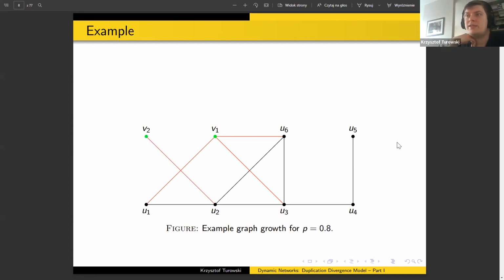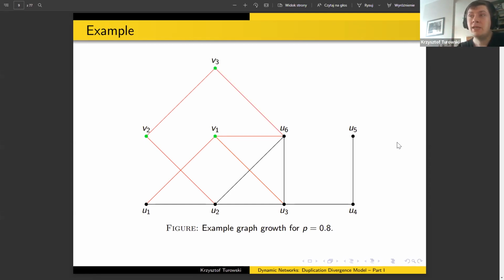Next, we repeat this process and we create a new vertex V2, which is a child of U1. And again, we toss our coin twice. Here we have one heads, one tails. So we make V2 a neighbor of U2, but we do not make V2 a neighbor of V1, despite the fact that U1 is a neighbor of V1.